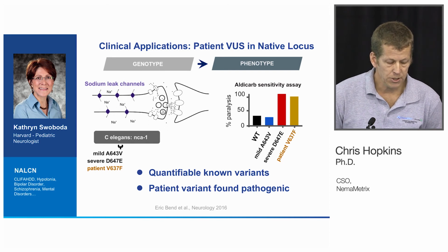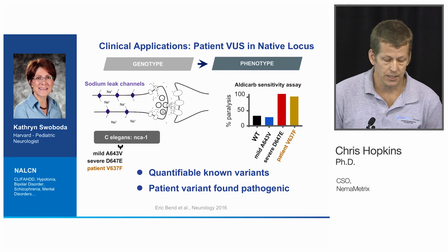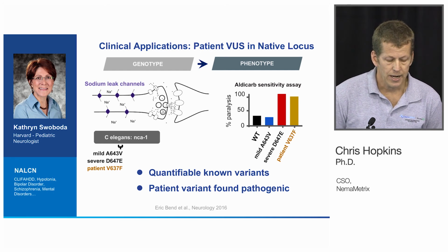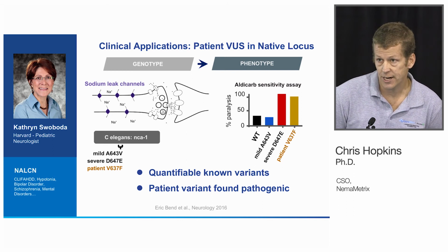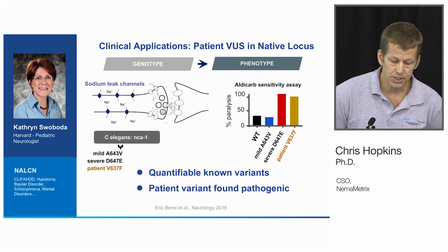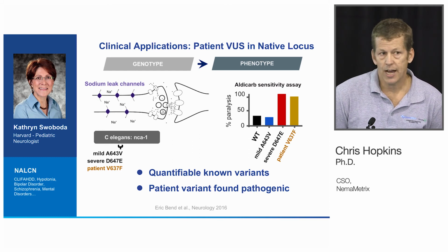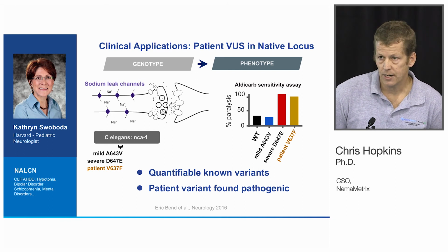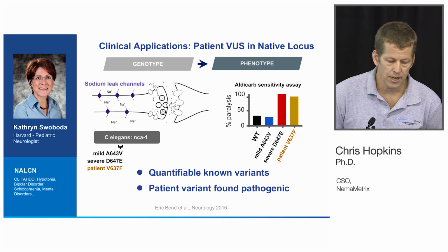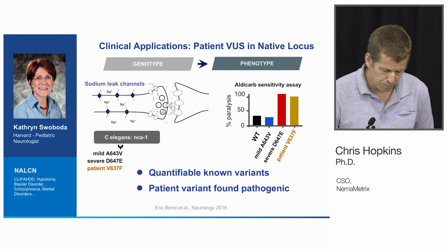And what she was able to do by using CRISPR to install this into the native locus of C. elegans, she was able to create an animal that expressed this mutation and asked, is it pathogenic or not? And when she did that, she saw that it phenocopied the severe allele, and she had an ability to diagnose the disease and have a target for further therapeutic development.